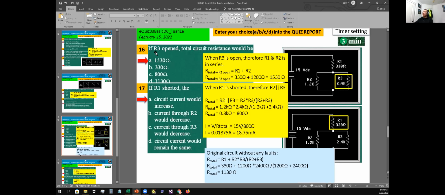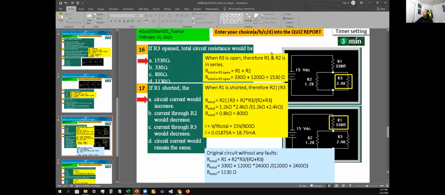Okay, so if R3 is open, total circuit current would be... okay, so R3 would be here. As of right now, if R3 is open, you only have R1 and R2 combined together. So you're going to increase the resistance. R1 plus R2, so 330 ohms plus 1200 ohms, that's 1530 ohms. So the answer is A as in apple for number 16.